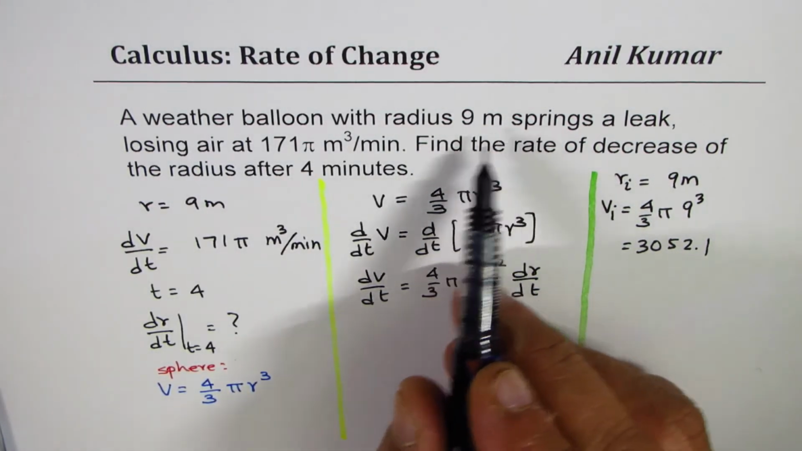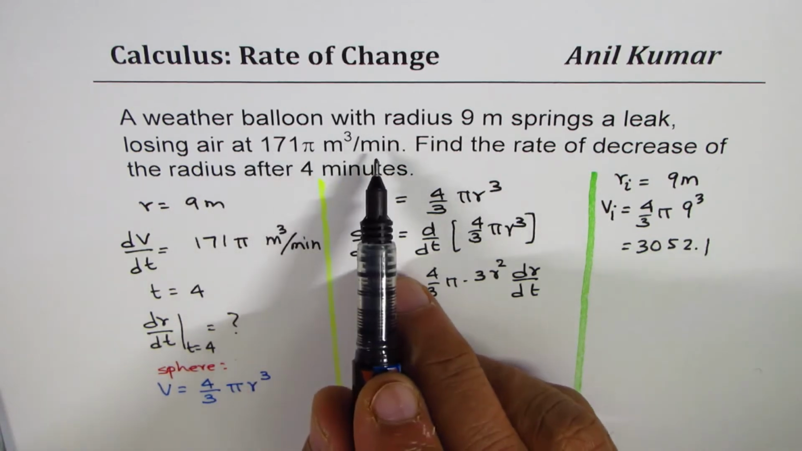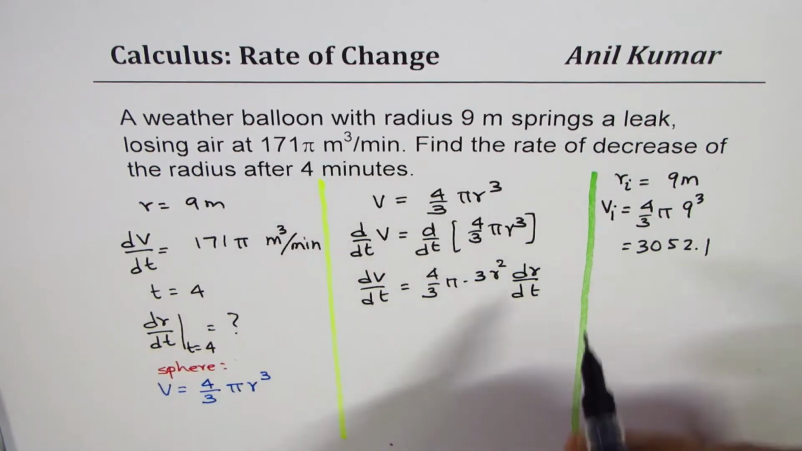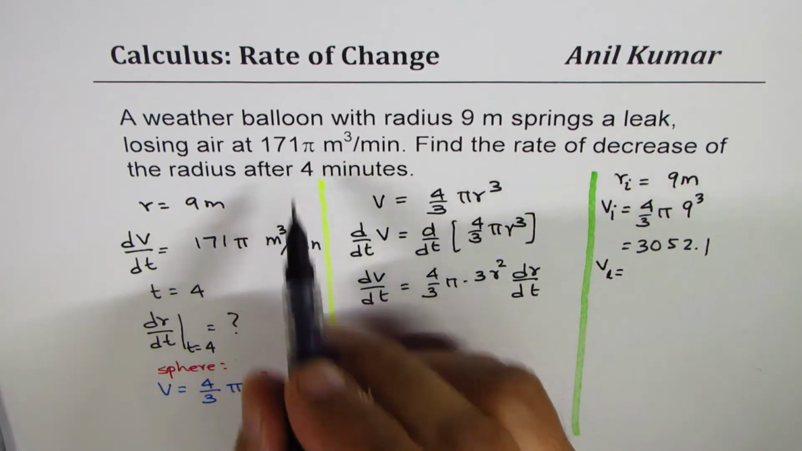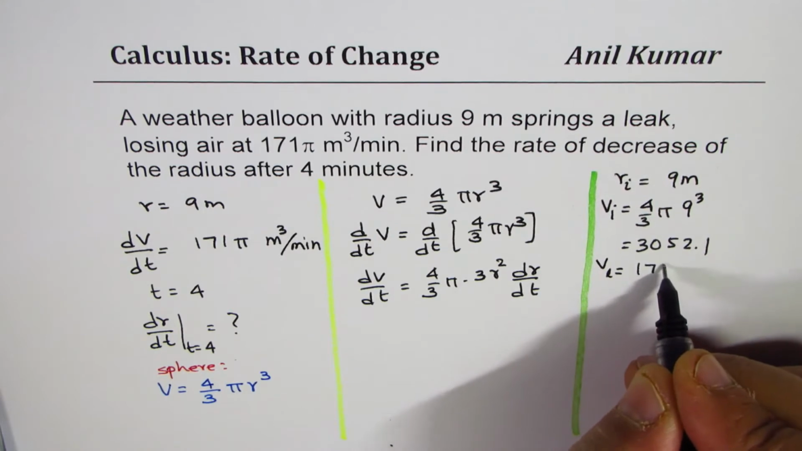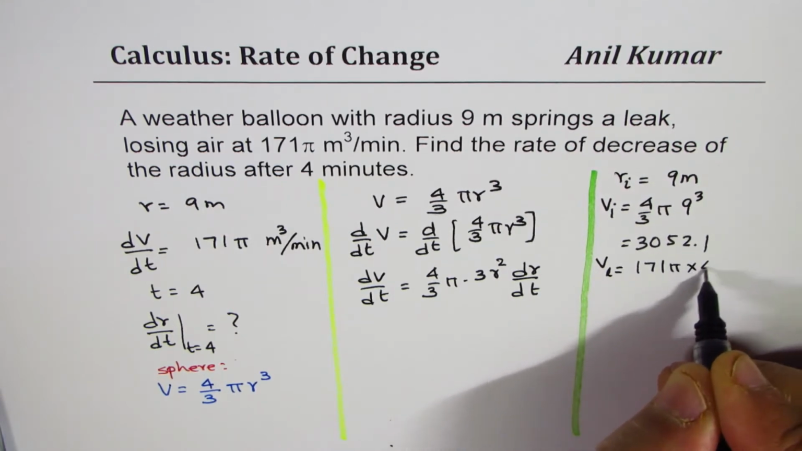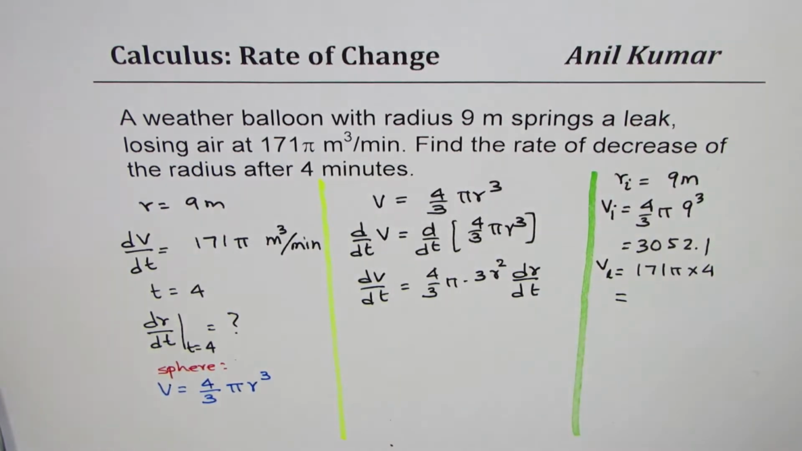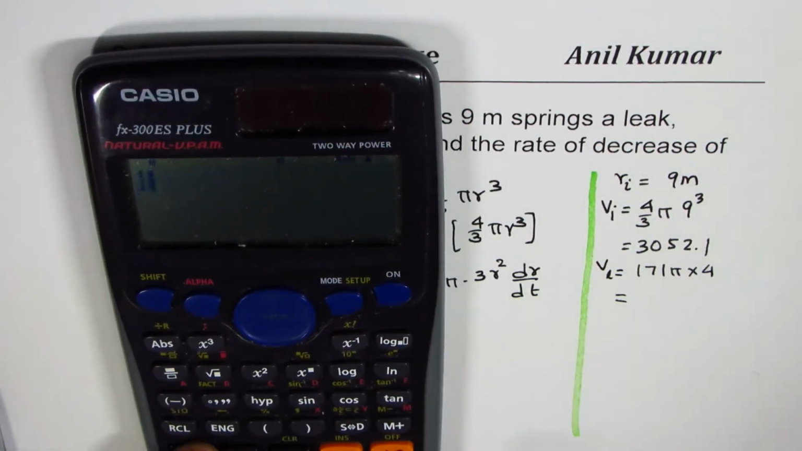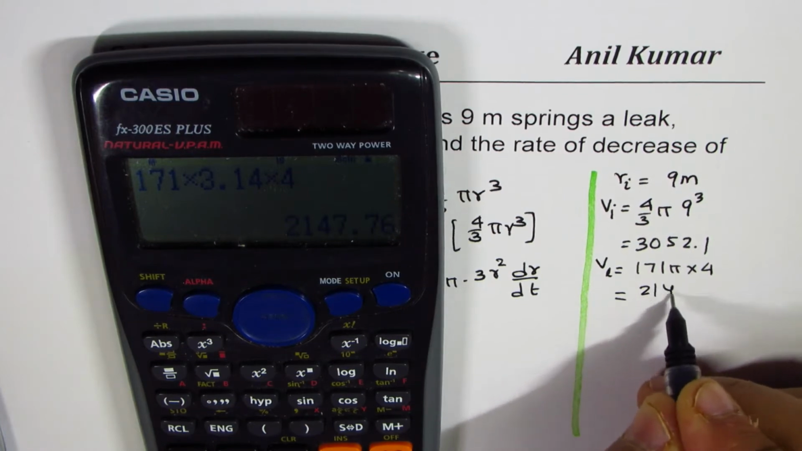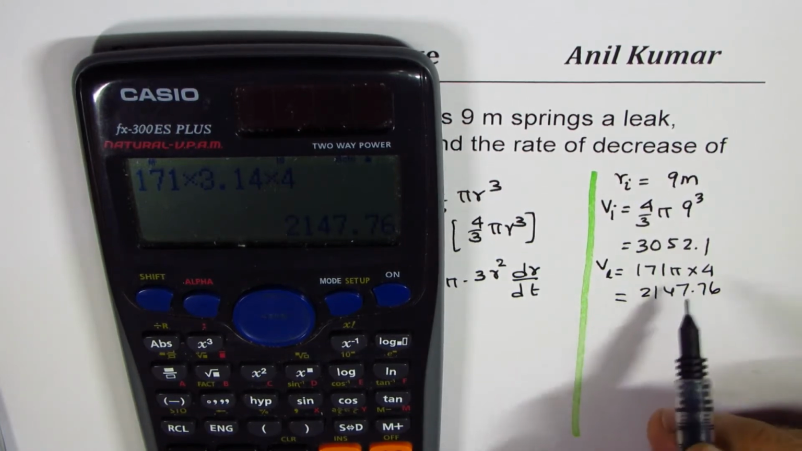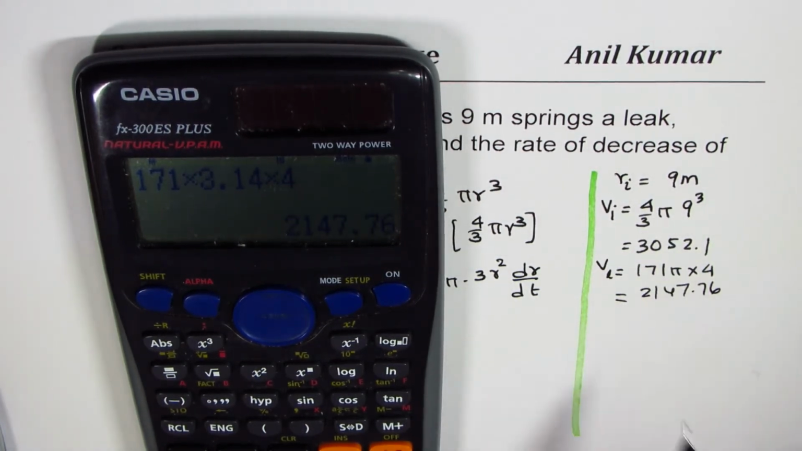Now it decreases at this rate per minute. So in 4 minutes, how much will it decrease? So loss will be, volume loss will be how much? It will be 171 pi times 4. Is it okay? So that gives us, let's write down, 171 times 3.14 times 4 equals, let's write decimal values, 2147.76. Actually, we could have just converted with pi, right?